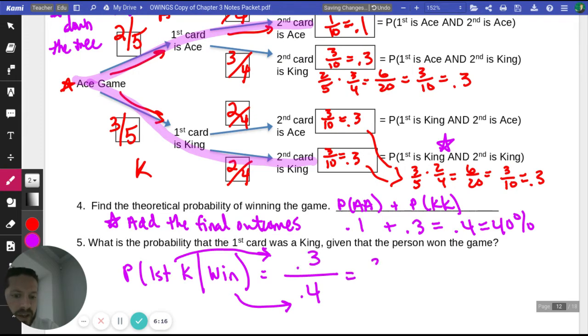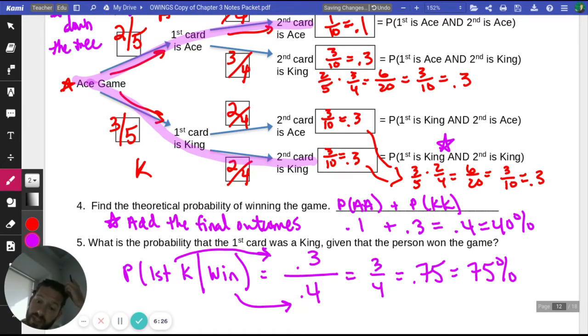When we divide that, we can think of that as 3/4. And you guys know what 3 out of 4 is, 3/4 or 75%. So 75% of the time when somebody wins, we expect them to have won with king, king. And that should make sense that that's a higher probability than ace, ace, because we have 3 kings compared to just the 2 aces.